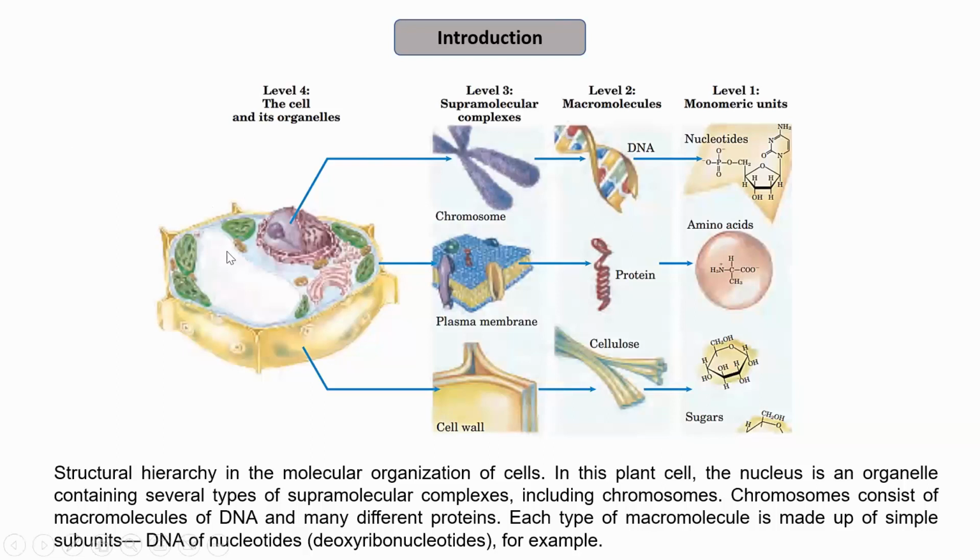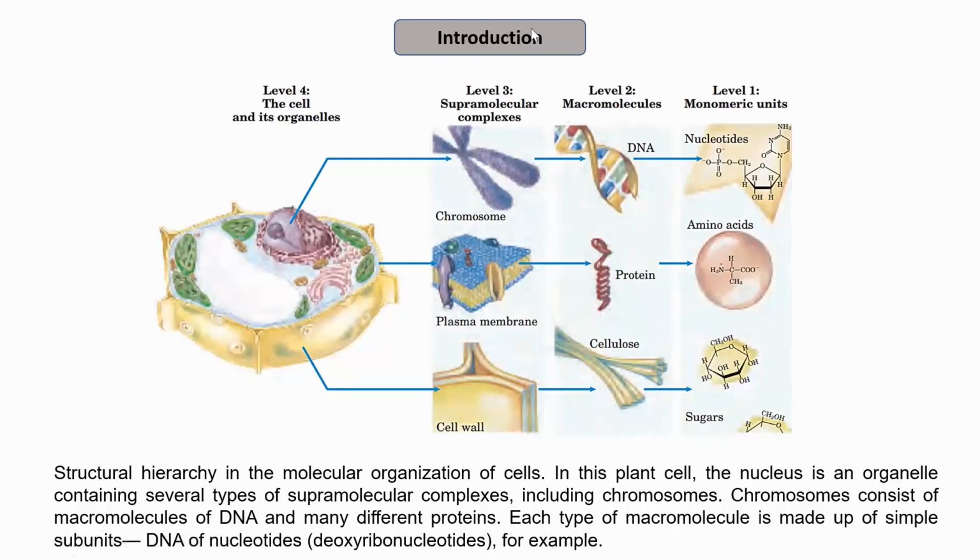So the cell itself contains various organelles, if we study the structural hierarchy in the molecular organization of the cells. At level 4, there will be the cell and its organelles. These cells as a whole are the smallest structural and functional unit of life we know. But the cell is further composed of many small molecules, which are known as biomolecules.